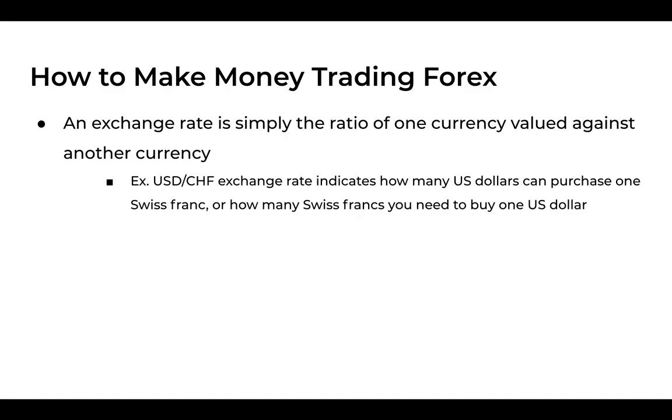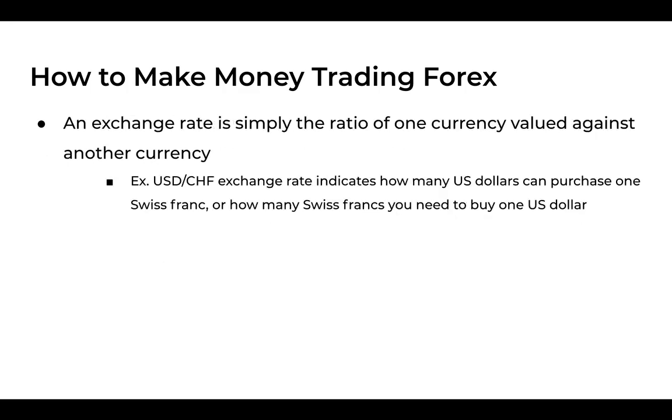So an exchange rate is simply the ratio of one currency valued against another currency. So an example of this is USD against CHF. Exchange rate indicates how many US dollars can purchase one Swiss franc, or how many Swiss francs you need to buy one US dollar. Now, I know this may sound confusing, but we're going to break it down for you real simply in a moment here.